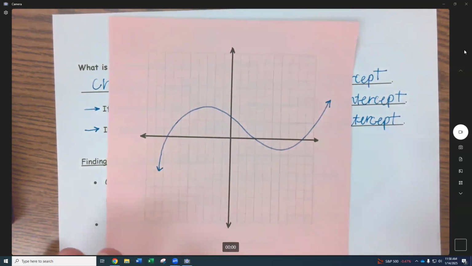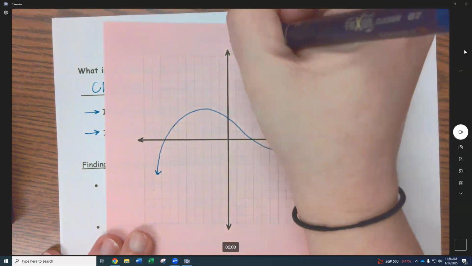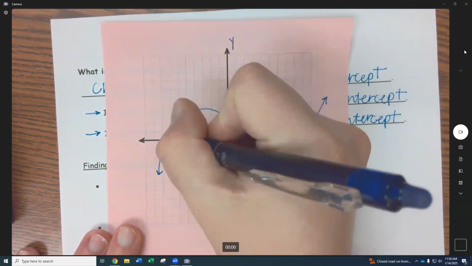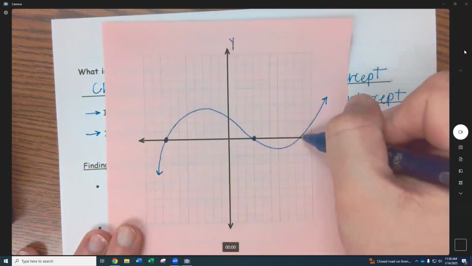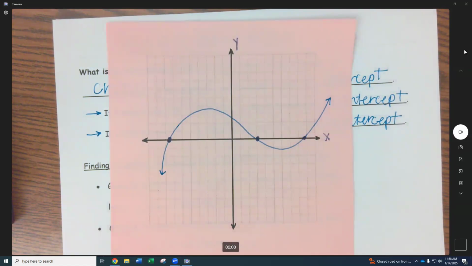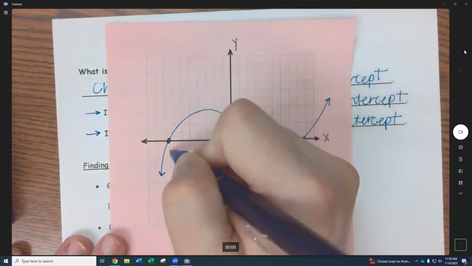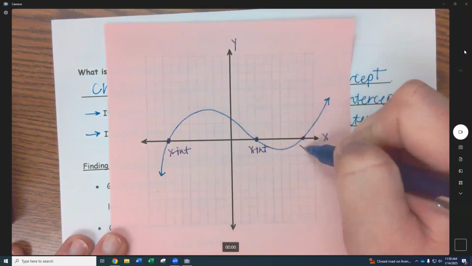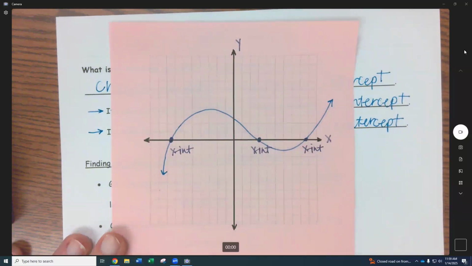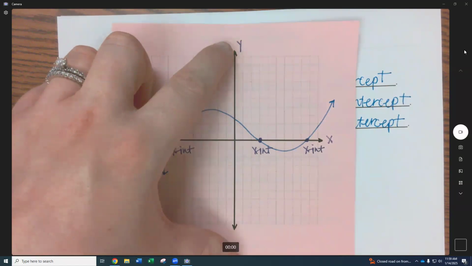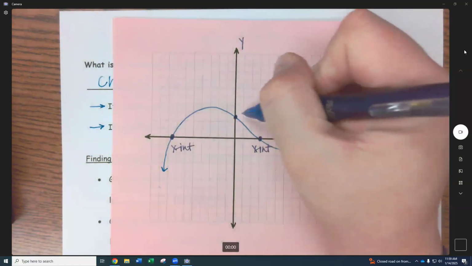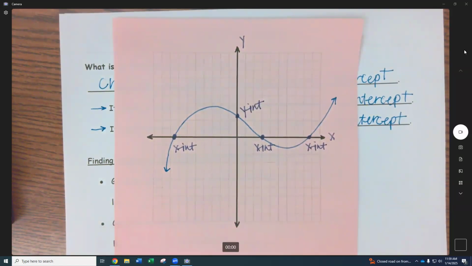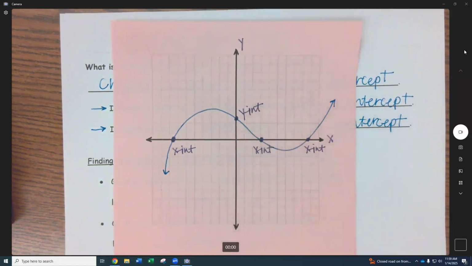Here's another example of something we could see. So again, here's my x-axis, here's my y. Where is this one crossing on my x-axis? Well, it is crossing 1, 2, 3 places. So these are all x-intercepts. Okay. And where is this graph crossing along my y? It's crossing right here. So this would be my y-intercept. So this time I have 4 different intercepts, 3 x's and 1 y.